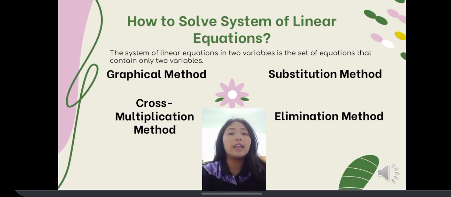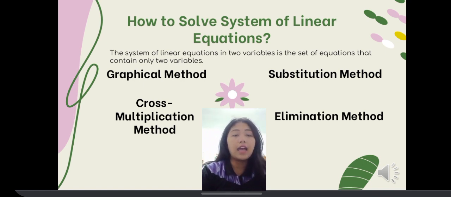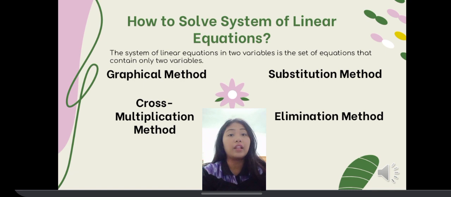And the last one is the cross multiplication method. The cross multiplication method is known as the simplest method, and it gives the accurate value of the variables. The cross multiplication method is only applicable when we have a pair of linear equations in two variables.